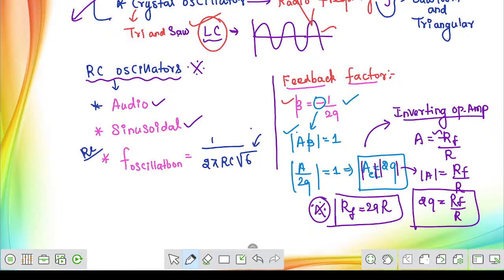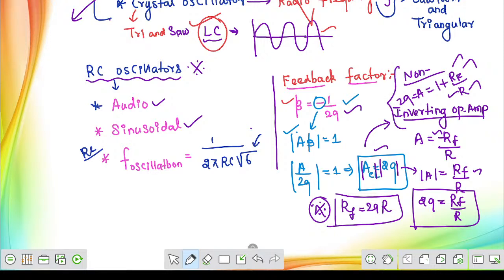You should remember the audio frequency, sinusoidal waveform, frequency of oscillation 1 by 2 pi RC root 6. Then the feedback factor is minus 1 by 29. Gain will become 29. If they implement it with an inverting operational amplifier, then this is the formula. If they implement it with a non-inverting operational amplifier, then for the non-inverting operational amplifier the gain value will be 1 plus RF by R, again equal to 29. Now substitute 29. They will give R and ask you to calculate RF, or they will give RF and ask you to calculate the value of R. These two circuits are the only ones they will take.